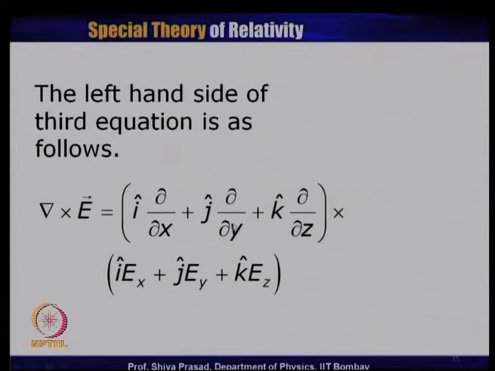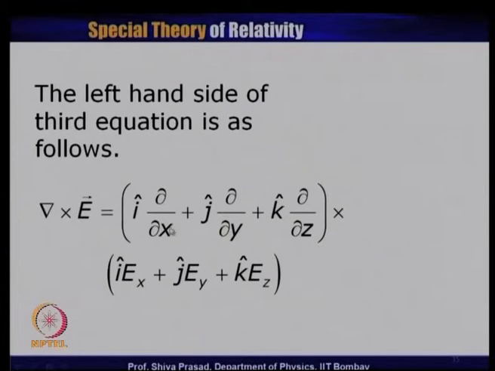So, I have to expand this curl. It means I have to take this cross this, this cross this, this cross this, then plus this cross this, plus this cross this, plus this cross this, then this cross this, this cross this, this cross this. If I take the first term i ∂/∂x, when I take i cross i I will get 0, i cross j will give me k, and i cross k will give me minus j. Similarly, j cross i will give minus k, j cross j will give me 0, and j cross k will give me i. Here also k cross k will give me 0.